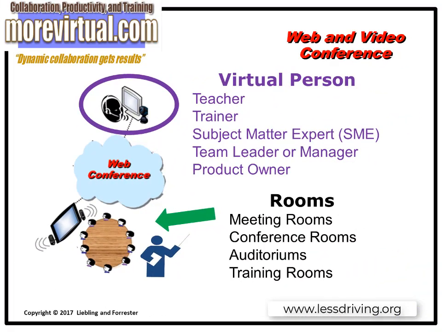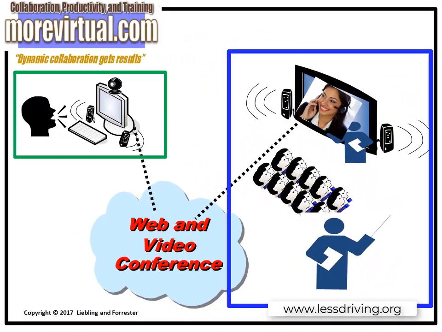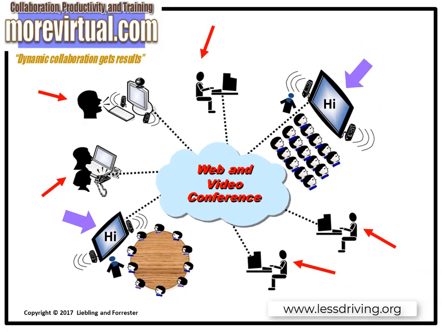The virtual person is at the top of the screen and could be a teacher, team leader, or a product owner. The blue rectangle shows the classroom. Looking at the purple arrows, we also have people participating from a meeting room and a classroom. This is very effective when people are in several cities and rural counties, or everyone can be in the same metro area. Of course, there are many possibilities.